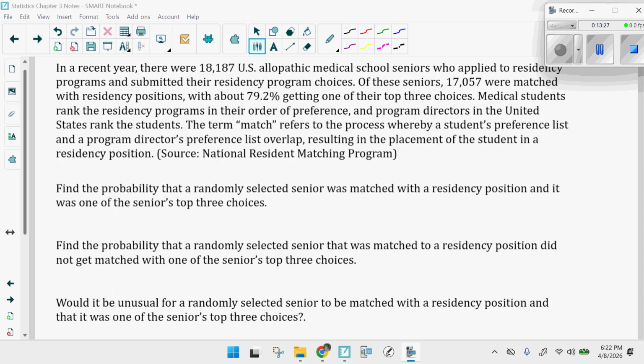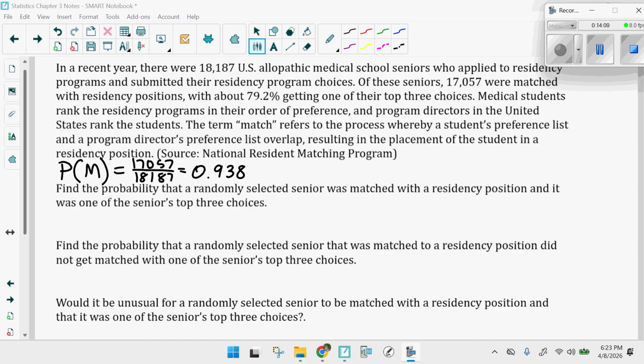So lastly, some more statistical probability. In a recent year, there were 18,187 U.S. medical school seniors who applied to residency programs and submitted their residency program choices. Of these seniors, 17,057 were matched with residency positions. So our probability of getting a match, which I'm going to call M, is 17,057 over 18,187, which results in about 93.8%.